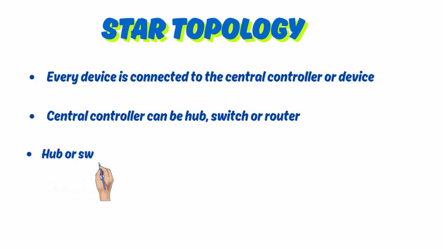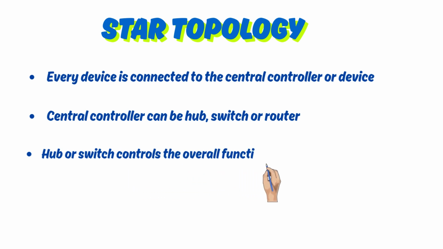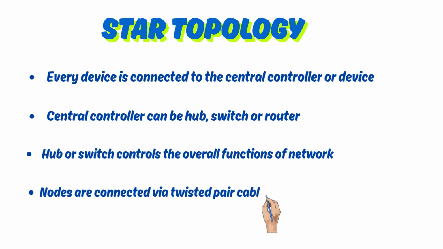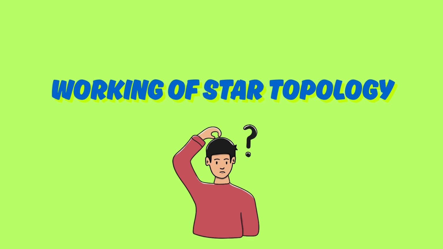The hub or switch controls the overall function of the network and acts like a repeater or exchange center. The nodes in the star topology are commonly connected by twisted pair cable, however it can be coaxial or optical fiber as well. Star topology is widely used in home, school, and office networks because it is simple, reliable, and easy to expand. In this section, we are going to discuss the working of star topology.